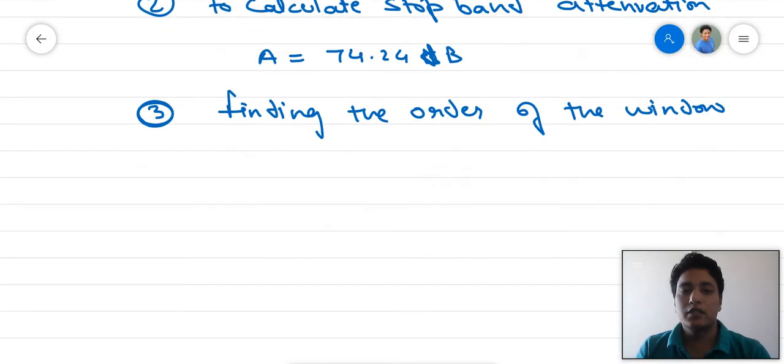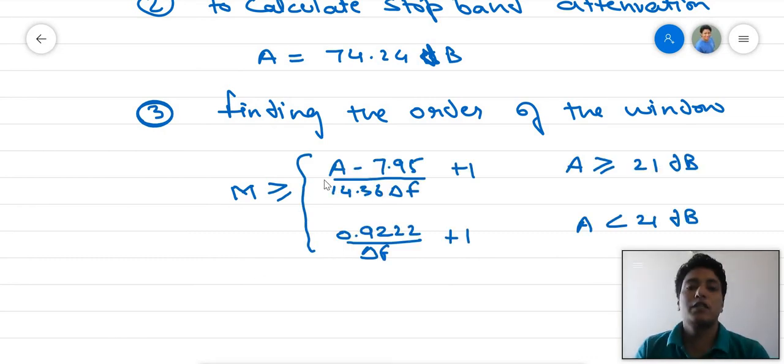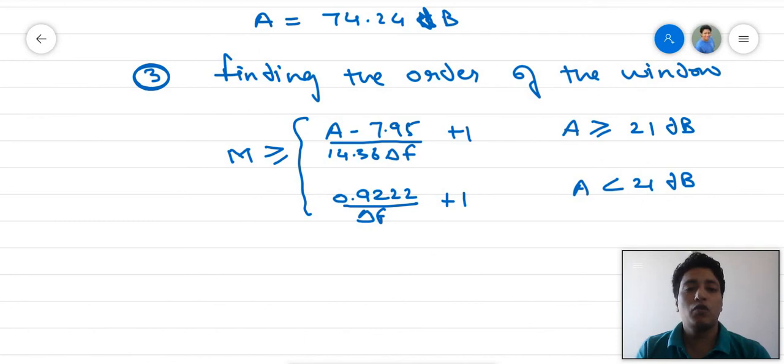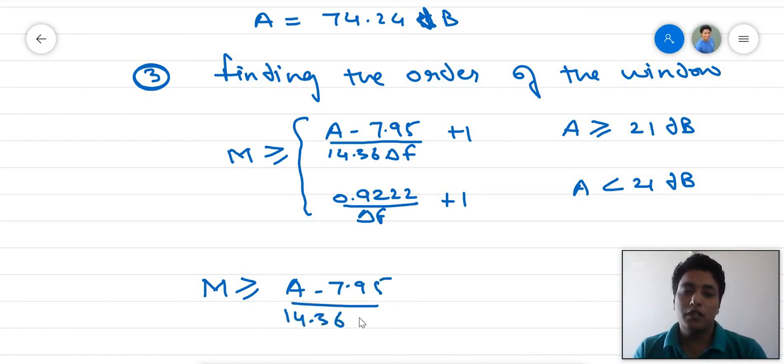So in this case, we know for Kaiser window m is greater than or equal to, which is given as A minus 7.95 over 14.36 delta f plus 1 for A greater than or equal to 21 dB and 0.9222 by delta f plus 1 for A less than 21 dB. In this case, A is 74.24 dB so m will be greater than or equal to A minus 7.95 by 14.36 delta f plus 1.